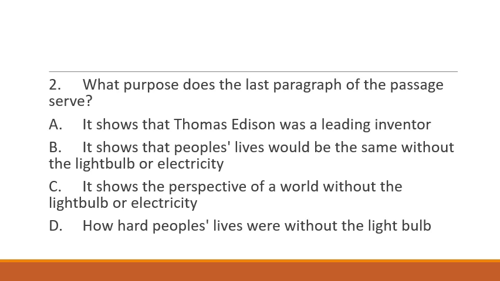So in order to answer this question, of course, you need to get back to the article. But if you get back to the article, of course, you will choose letter C. It shows the perspective of a world without the light bulb or electricity, because it talks about our life without the light bulb or without electricity. More than talking about the idea that Thomas Edison was a leading inventor, or the idea that people's lives would be the same without the light bulb or electricity, or how hard people's lives were without the light bulb.